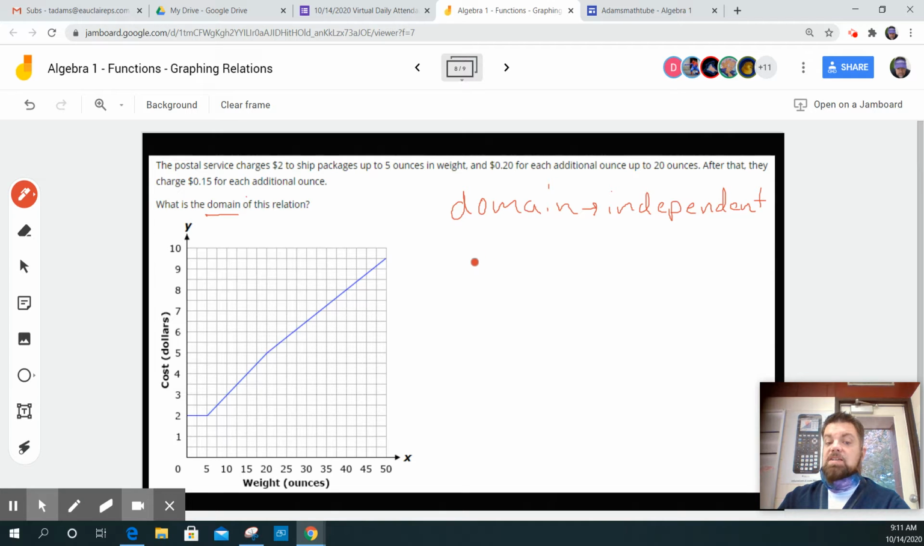And in most cases, it is always going to be x, right? So the domain then is going to focus on the x values. In other words, the cost depends on the weight. The more something weighs, the more it costs. So if the cost is the dependent variable, then our domain is going to focus on what are the possible weights.